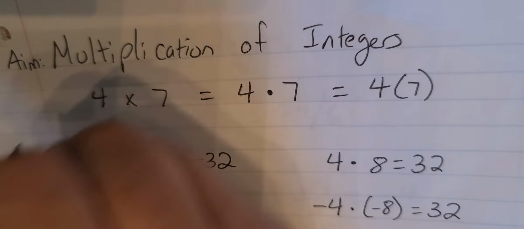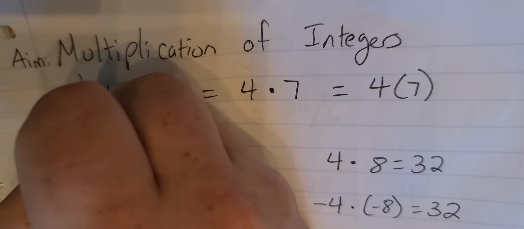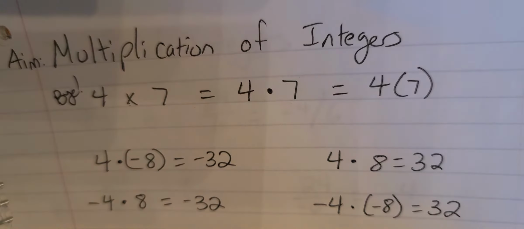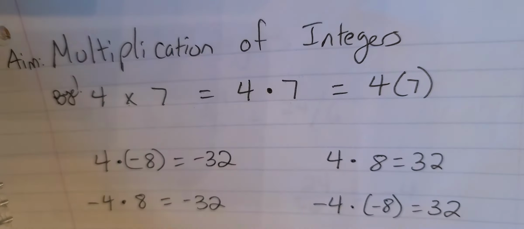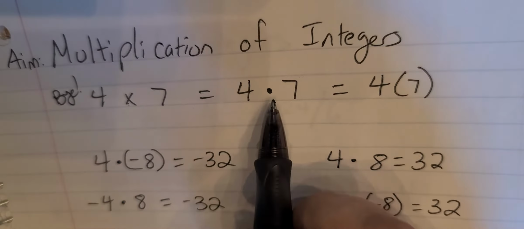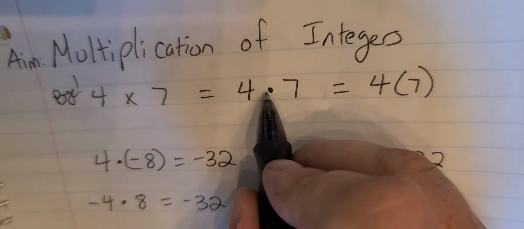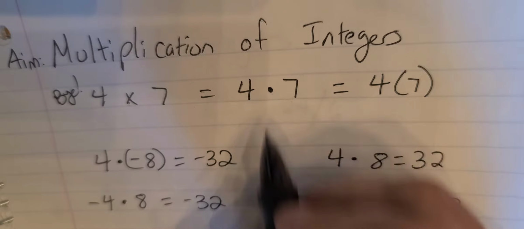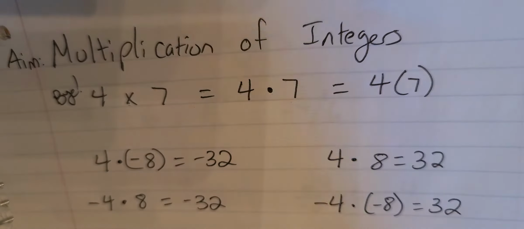In fact, this way is going away very, very soon. So soon this will be going away. We'll be either using this dot. Now, when you write the dot, make sure you make it a little darker and not on the line. It's got to be between the two terms.